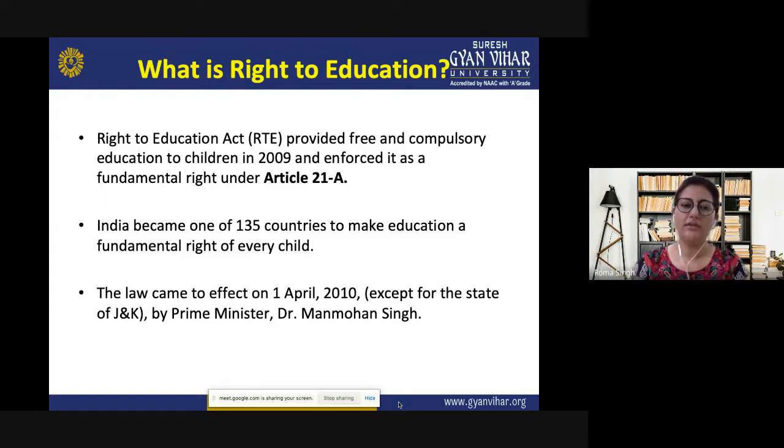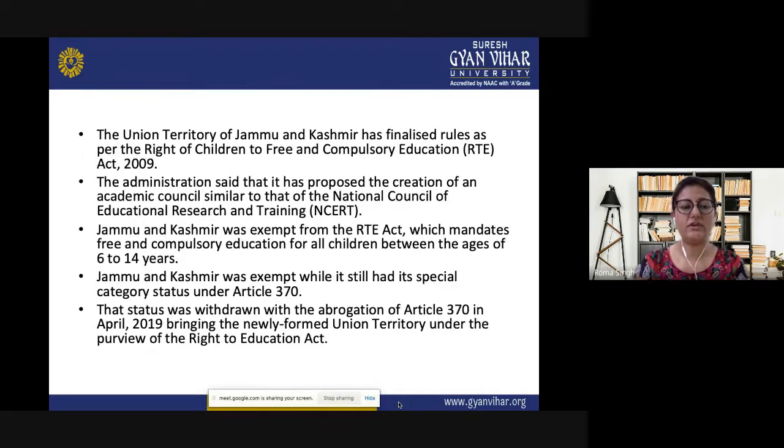The law came into effect on 1st April 2010, except for the state of J&K, and it was implemented by Prime Minister Dr. Manmohan Singh. But if we talk about the present situation, the Union Territory of Jammu and Kashmir has finalized certain rules as per the Right of Children to Free and Compulsory Education, which has been given in the Act of 2009.